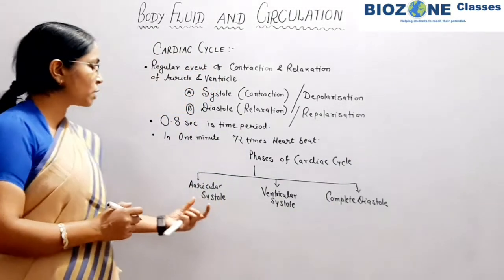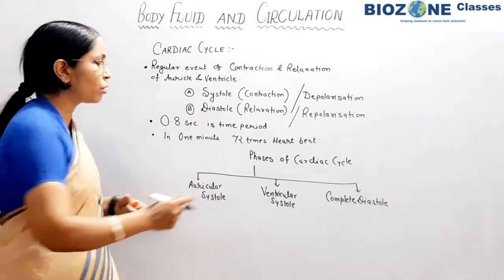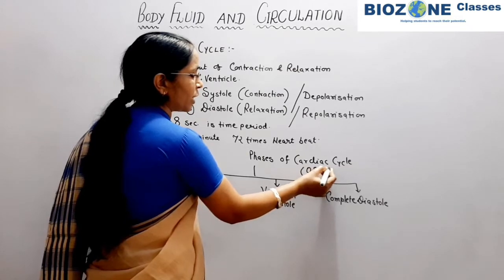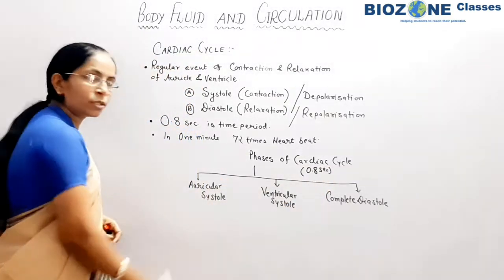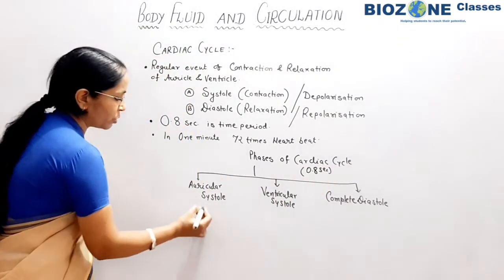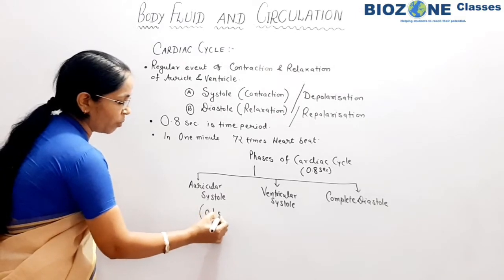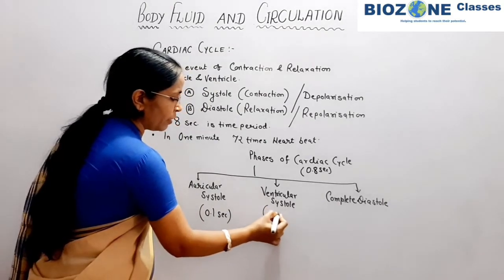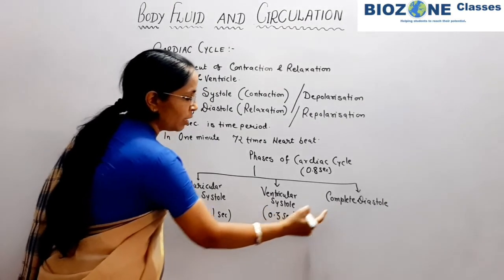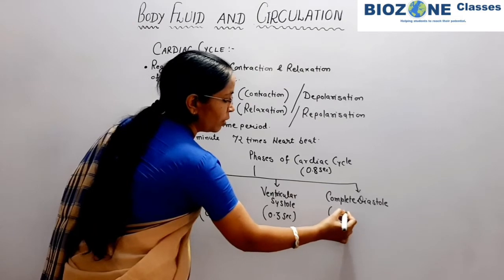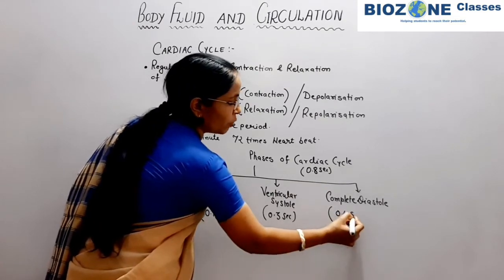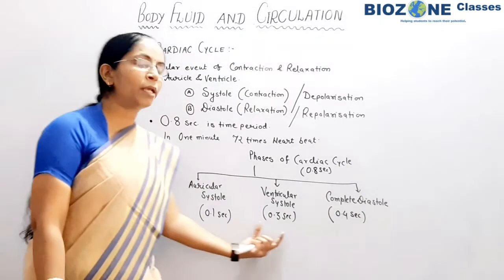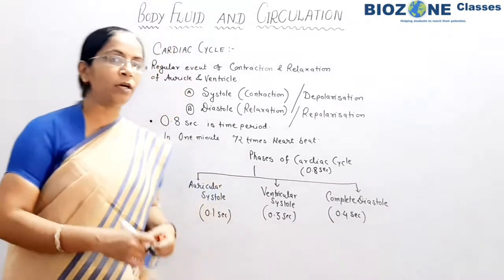Now when we discuss the time period, one cardiac cycle, you remember, is completed in 0.8 second, and auricular systole is completed in 0.1 second. The ventricular systole is completed in 0.3 seconds, and the complete diastole is for 0.4 second. So this part you remember, this is the time period for the individual phases of the cardiac cycle.